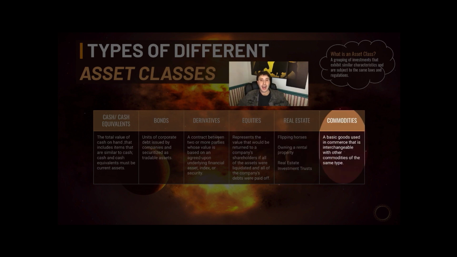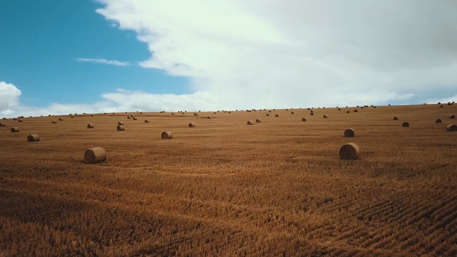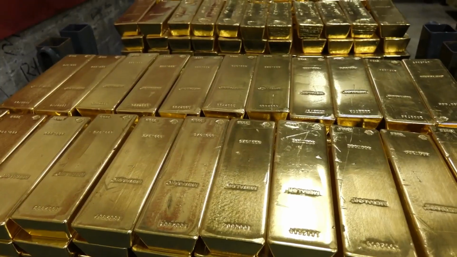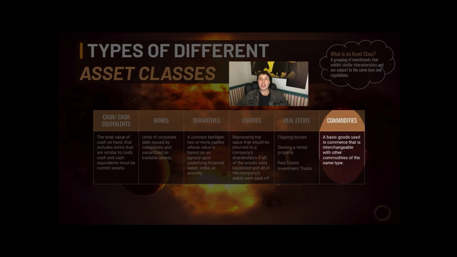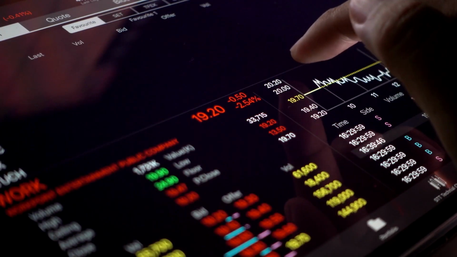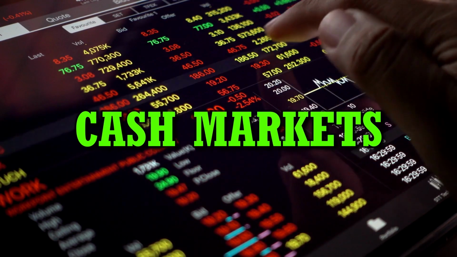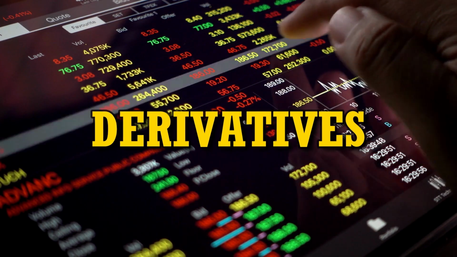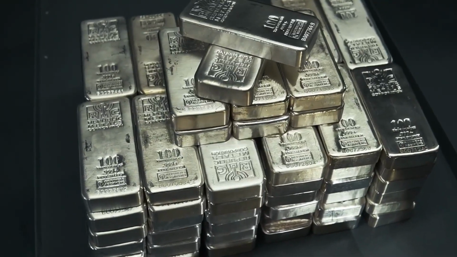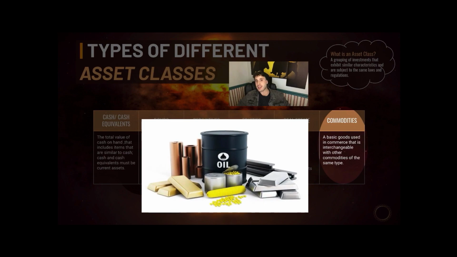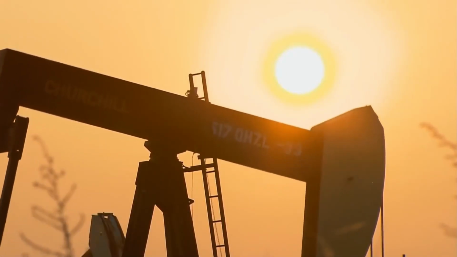So then the last asset is commodities. A commodity is a basic good used in commerce that is interchangeable with other commodities of the same type. Commodities are most often used as inputs in the production of other goods or services. So investors and traders can buy and sell commodities directly in cash markets or via derivatives such as futures and options. And owning commodities in a broader portfolio is encouraged as a hedge against inflation. So commodities: gold, silver. And as it said here, commodities are most often used as inputs in the production of other goods or services. Silver with microchips, or oil with basically everything.